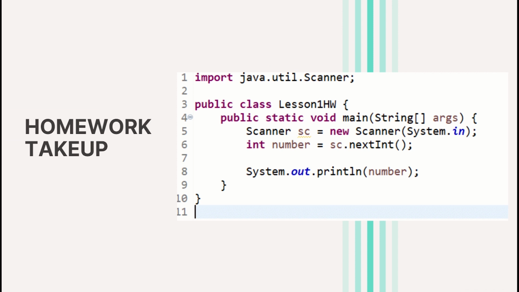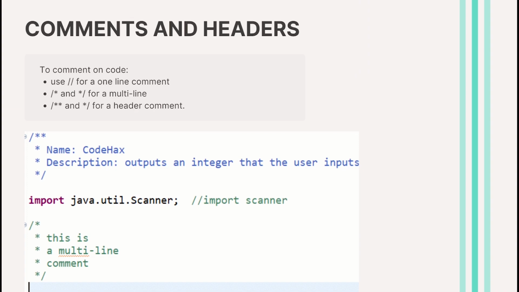Here is the homework from our first lesson, so pause and check your work. Before starting the actual lesson, we will quickly go over comments and headers. Headers are usually used to describe what your program is doing or what one of your methods does. So you can do that like it is shown over here in blue.